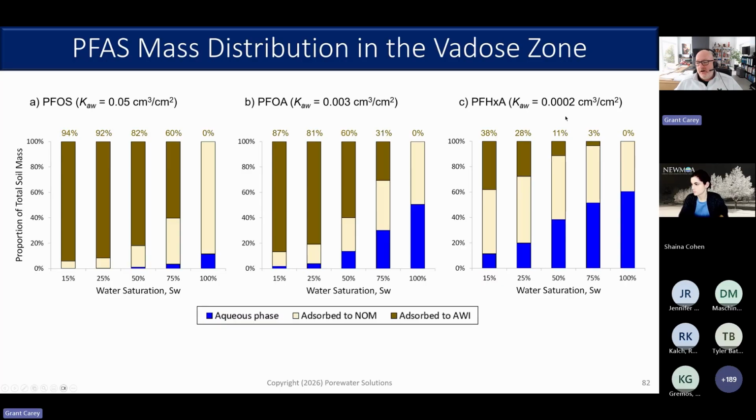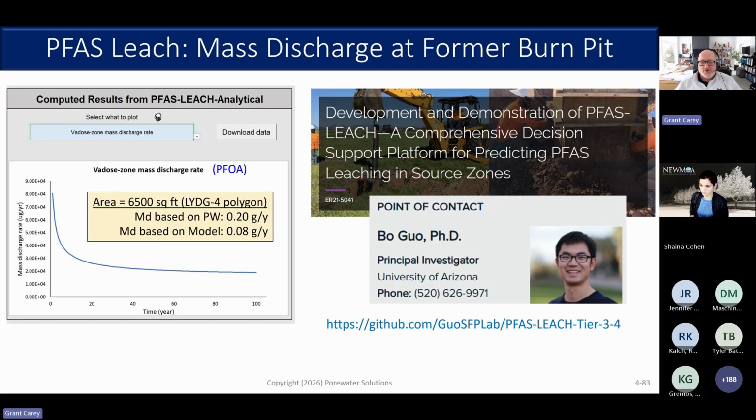And then the shortest chain compounds, you see obviously less absorption to the air-water interface, still some at lower water saturations, but it gets smaller as water saturation increases. So that's just something to help visually show you what kind of absorption you get in terms of proportion.